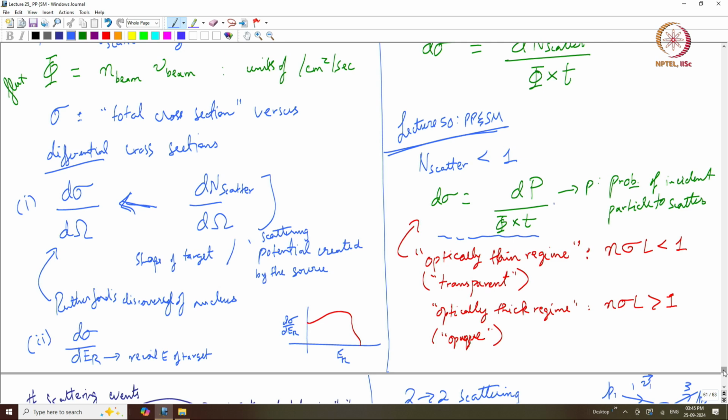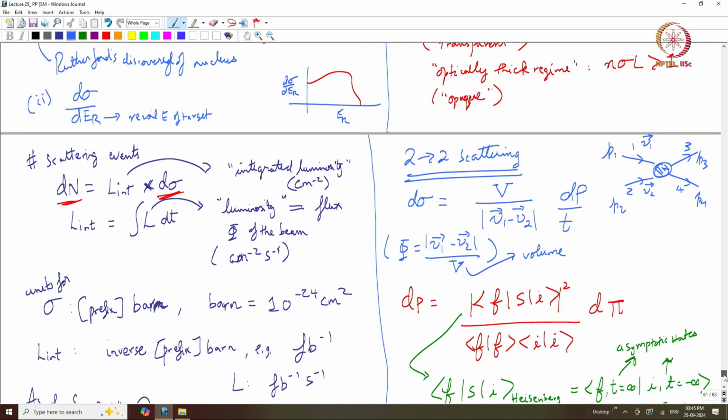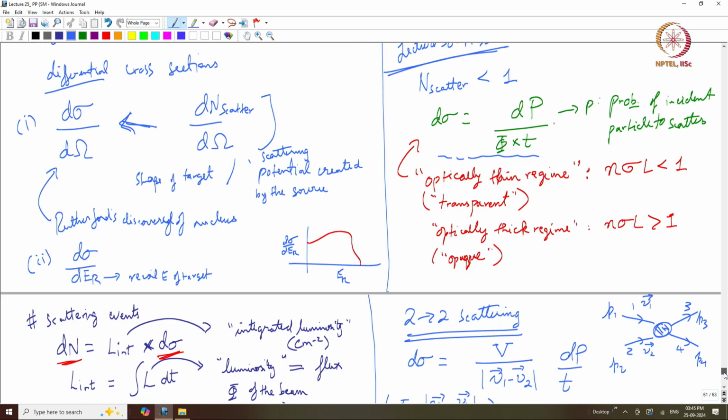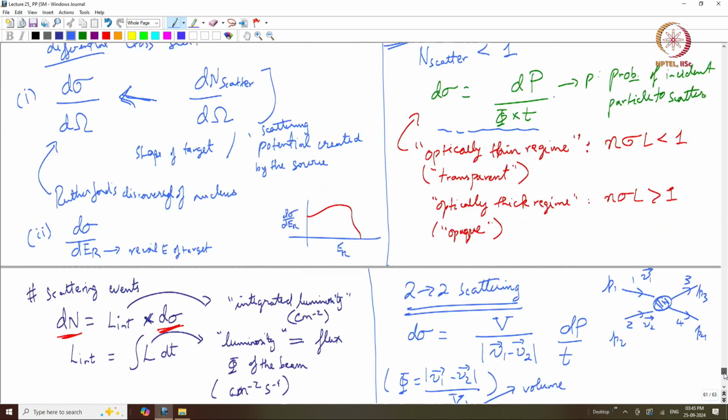Okay, there is no real beam to think of and there is no real target to think of, sorry, there is no real beam at least to think about. If you have just two particles scattering, then this is how you would generalize. You would think of this in terms of the probability for scattering.